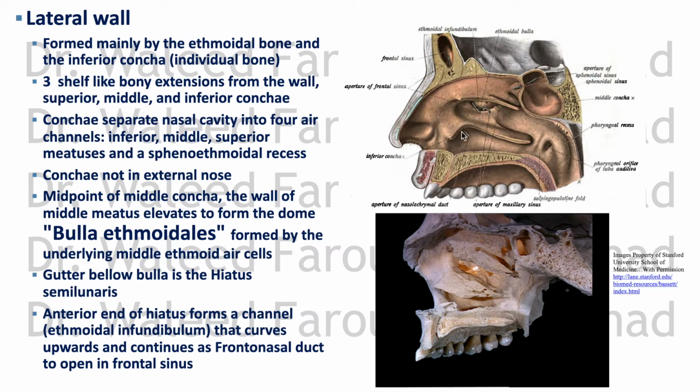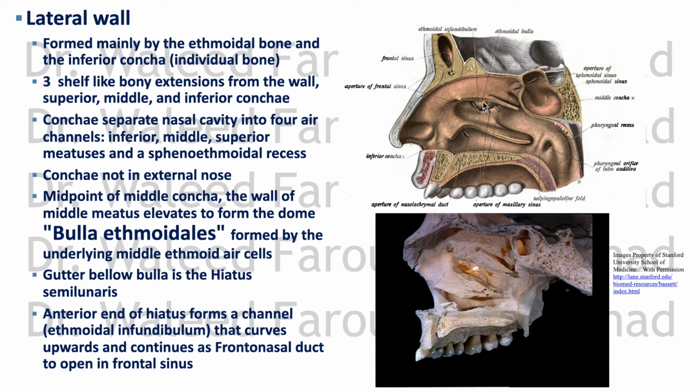Now, what about the conchae? Concha, or conchae, plural, or turbinate bones, they are shelf-like projections from the lateral wall that divide the nasal cavity. They are three in number. They are superior concha, middle concha, cut here, and inferior concha, cut here. This is the inferior one, this is the middle, this is the superior.